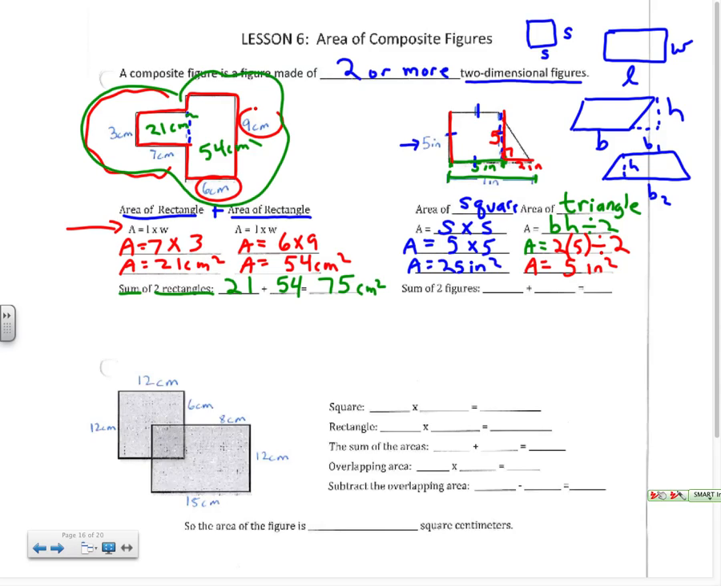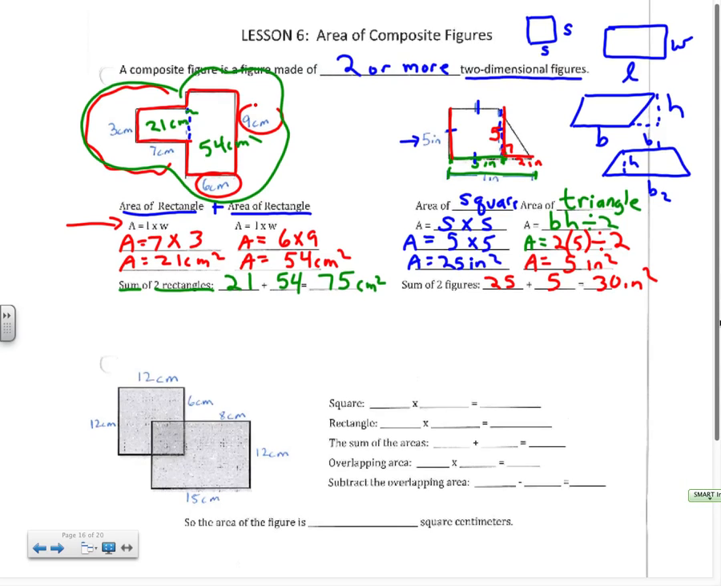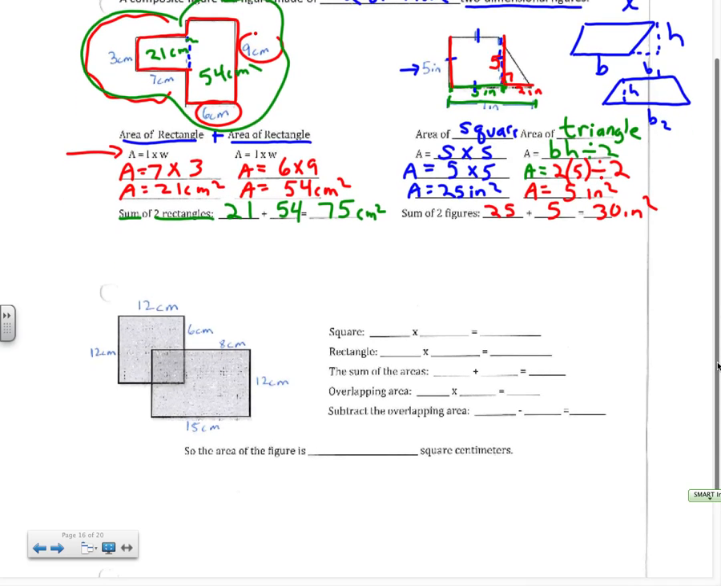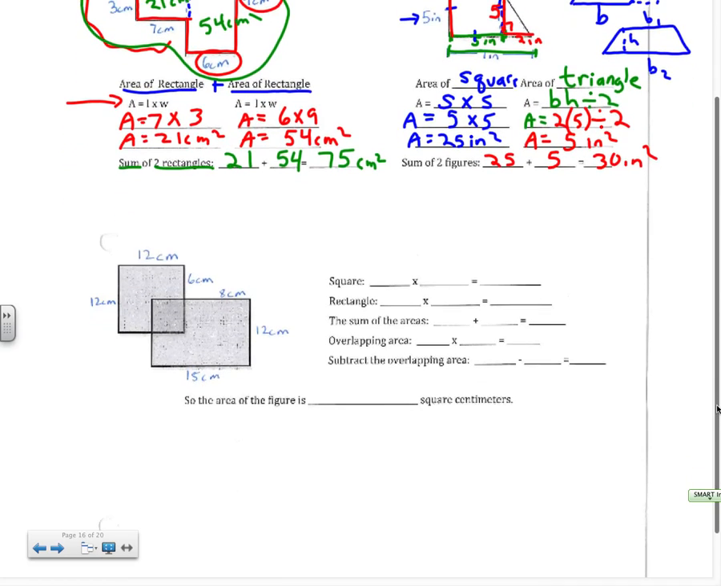Now the sum of those two figures, put them together. The square was 25 inches squared. The triangle is 5 inches squared. I put that together and I get 30 inches squared for that composite figure. Remember, composite is two-dimensional figures put together.